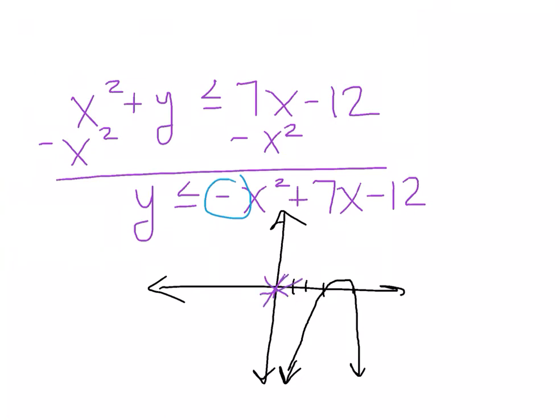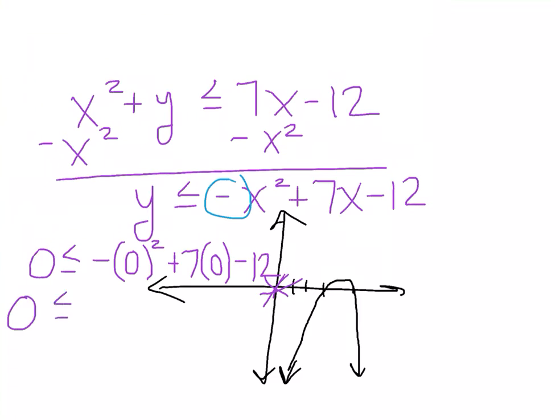Outside. Outside, good. So if I put 0, 0 in there, do you want me to put 0, 0 in the original problem or the one that we moved the x squared over? Move the x squared. Does it matter? No. So 0 is less than or equal to negative 0 squared plus 7 times 0 minus 12. What's 0 squared? 0. What's 7 times 0? 0. What's 0 plus 0 minus 12? Negative 12.